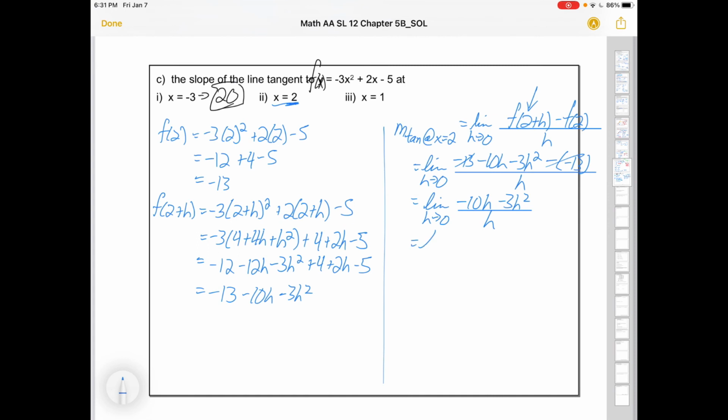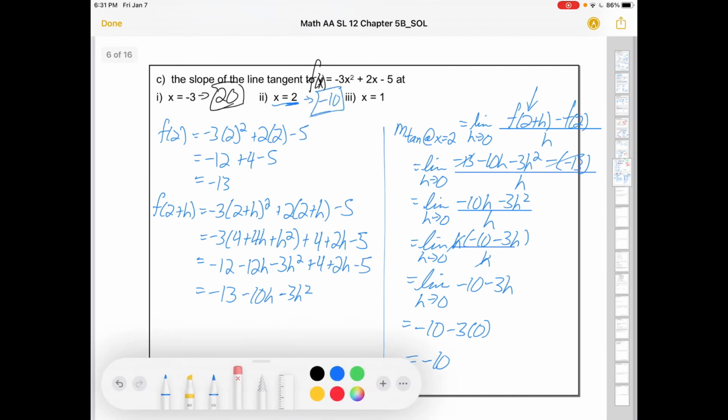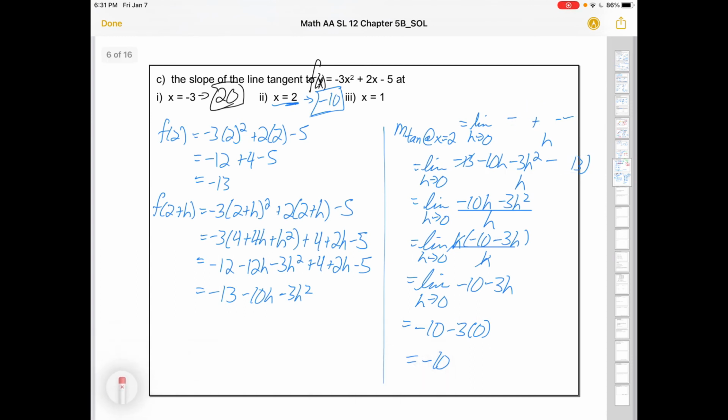Okay, and now we can factor to get rid of our problem, which is always what a limit's about. It's about trying to find a way around division by 0. We're answering the question, what would happen if we could? Okay, and then we get negative 10 minus 3h. Finally, we can sub in, so I'll drop my limit. 3 times 0. Oh my gosh, we get a slope of negative 10. I gotta tell you, I'm getting tired at this point, but let's do the last one.